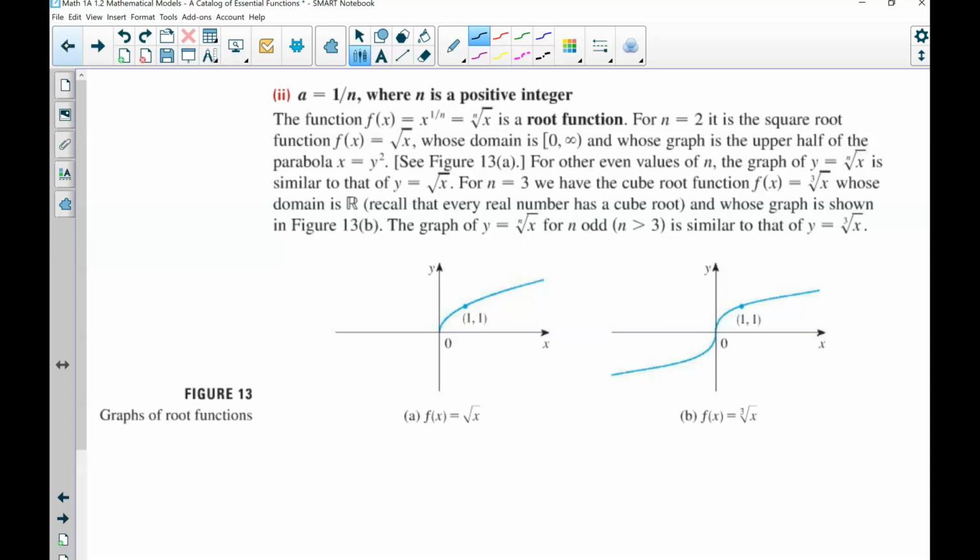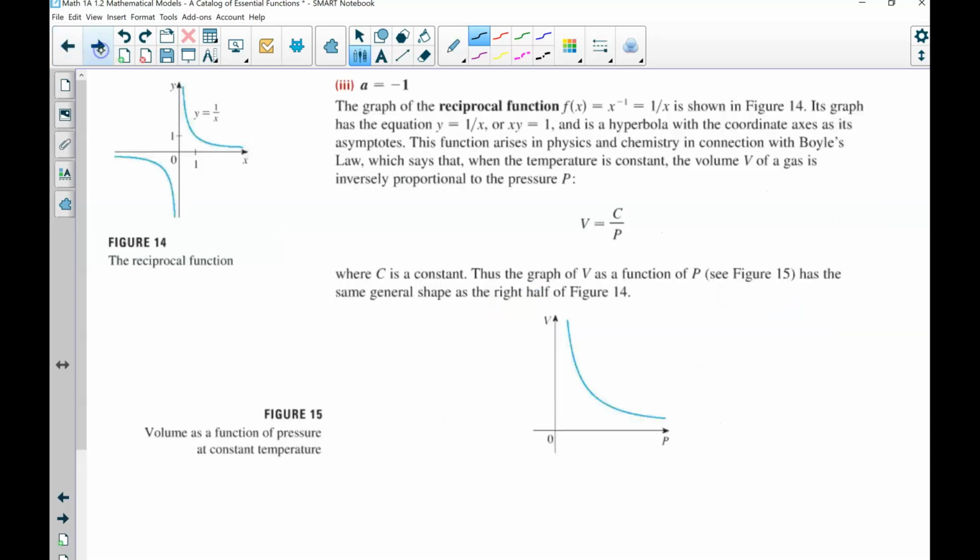Now, for when n is equal to 3, we have the cube root function, meaning the third root of x, whose domain is all real numbers. Recall that every real number has a cube root, and its graph is shown in figure B. So the graph of the nth root of x for when n is odd is going to be similar to that of the cube root of x.